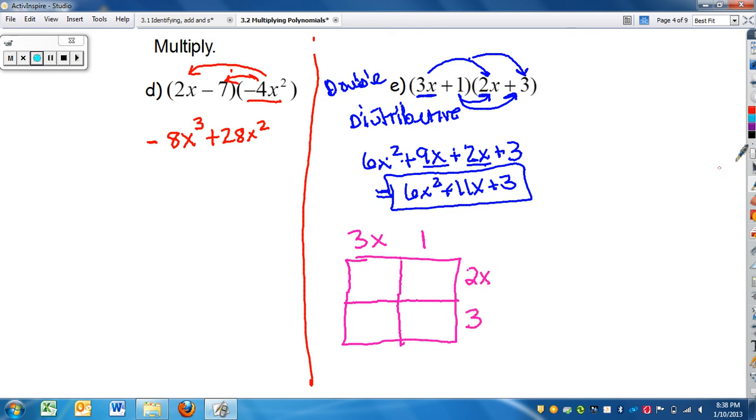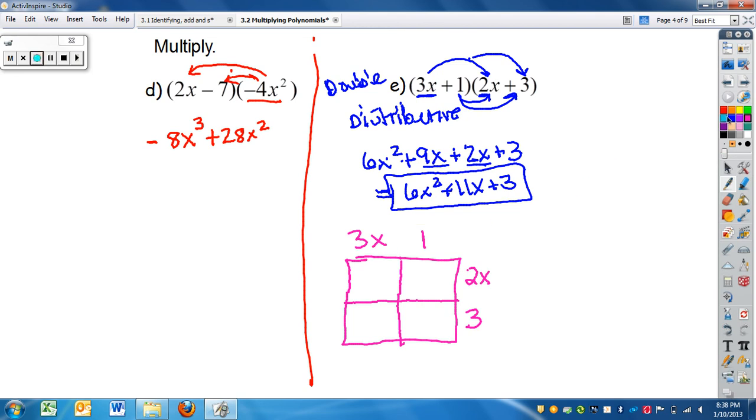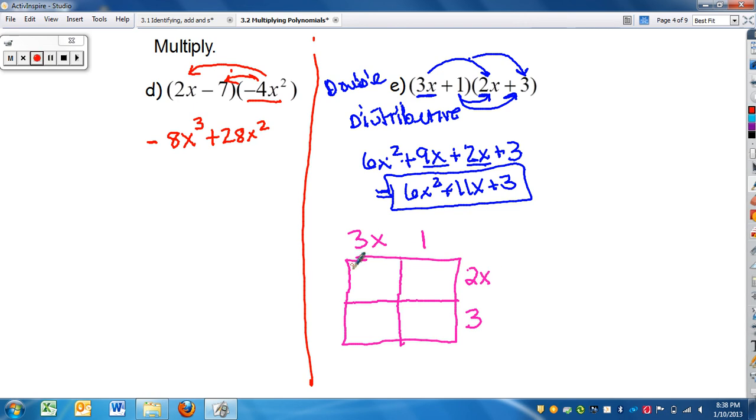Then inside each box I am going to multiply the given terms. So I have 3x and 2x. In here I'm going to go 3x times 2x, and you don't need to write this out, but I'm just showing you. That gives me 6x squared. In this box, I would multiply 1 times 2x, and that would give me 2x. This box, I have 3x above, so I'm going to go 3x times 3, which gives me 9x, and 1 times 3, which gives me 3.